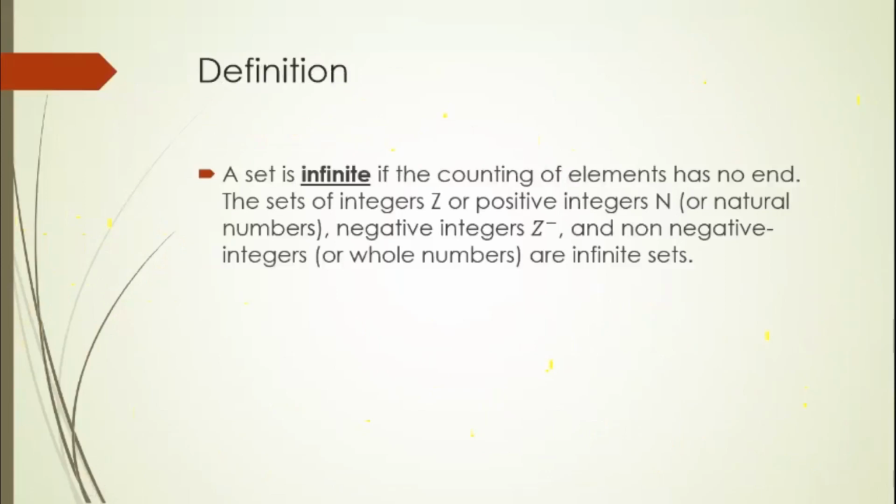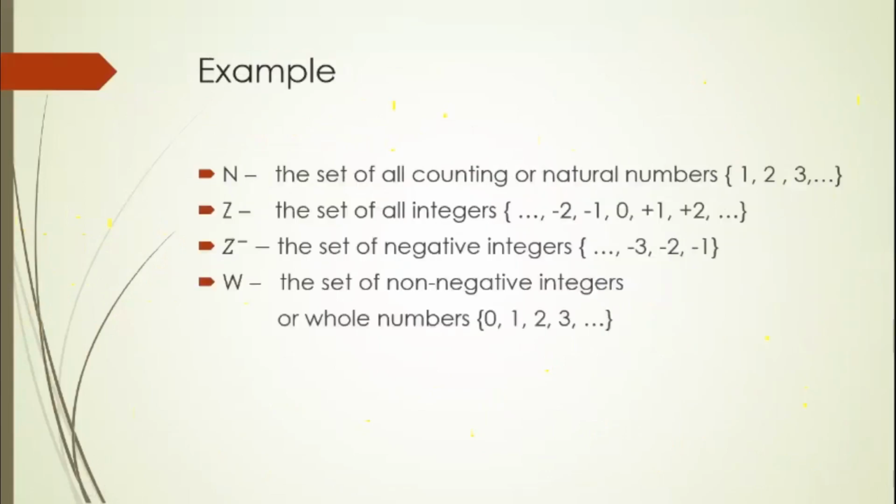And of course, the opposite of finite is infinite, which is something that we cannot count because it has no end. It is the infinite set. So you have here the set of integers Z, N, our natural numbers, negative integers, Z to the negative, and non-negative integers or your whole numbers, which are examples of infinite sets. This is the example that we have discussed earlier. These are your counting numbers going to infinity. So these are infinite sets.